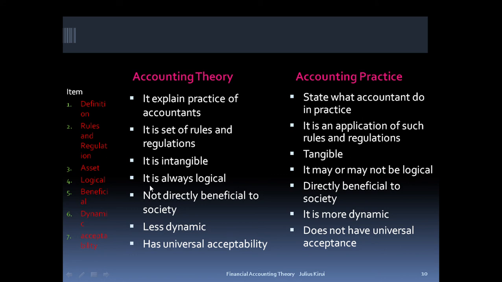Logical. Practice is always logical; theory may or may not be logical. Beneficial: theory is not directly beneficial to society, but accounting practice is directly beneficial to society. Dynamic: theory is less dynamic, but accounting practice is more dynamic. Acceptability: theory has universal acceptability, whereas accounting practice is different from country to country.